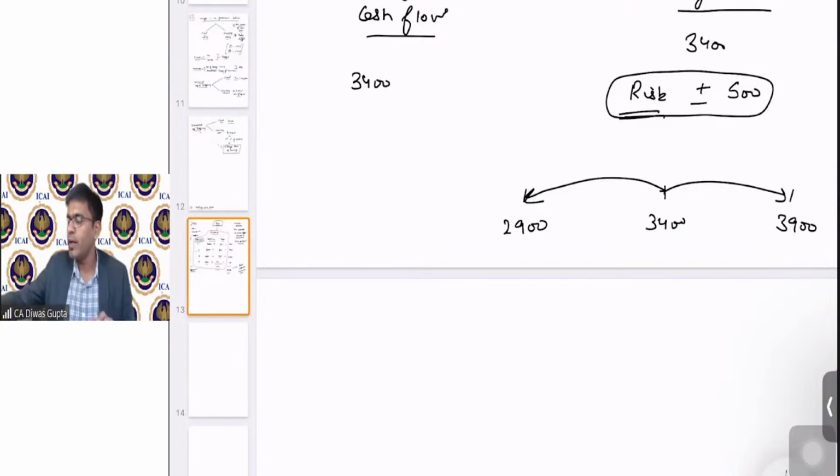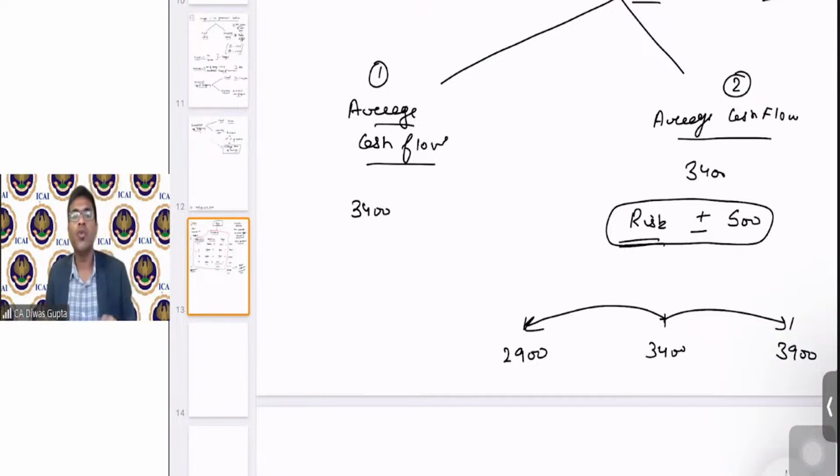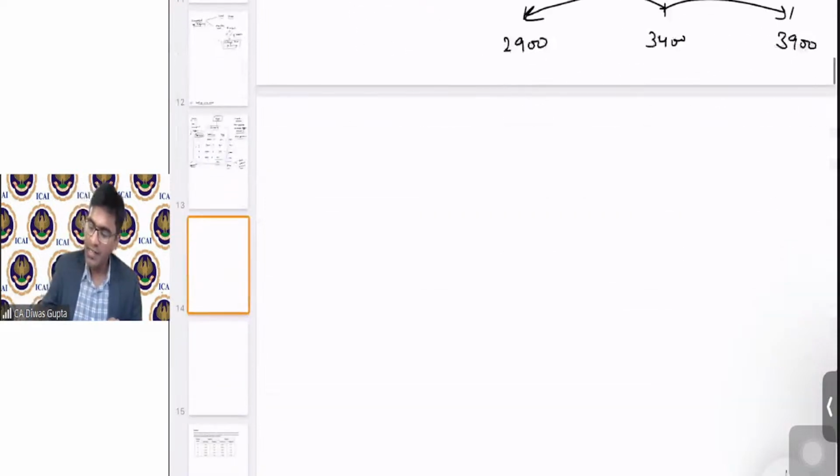Now, don't you think you are well equipped? You are better equipped than in situation one, in which it was only told to you that 3400 is your cash flow. But in situation two, apart from your average cash flow, you are also being told that there is a risk of plus minus 500. So you are in a better position to take a decision in the second situation because you understand that there is a risk element also in the cash flow. So now let's relate it to what we have to solve for.